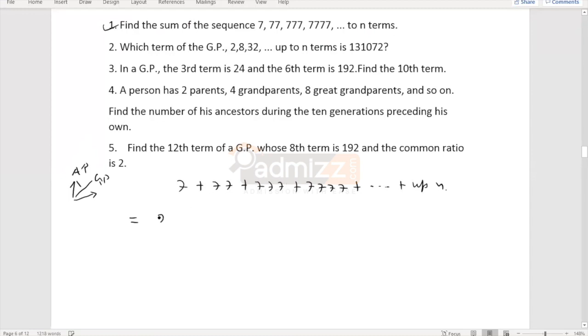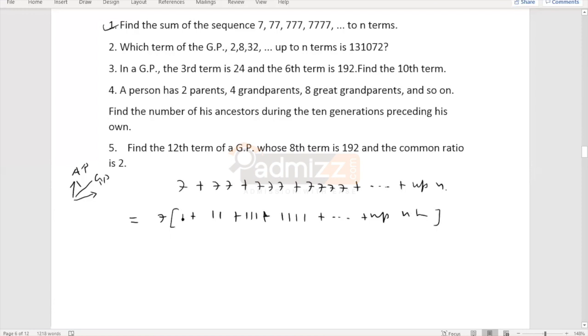Now you can take the 7 common. I will take the 7 common: 1 plus double 1 plus triple 1 plus 1111 plus up to n terms. So 1 plus 11 plus 111 plus 1111. This is not in arithmetic progression or geometric progression.